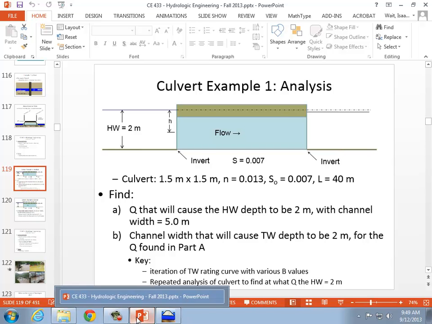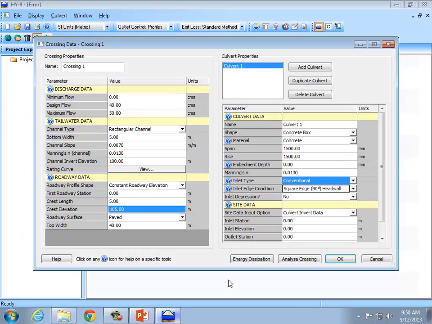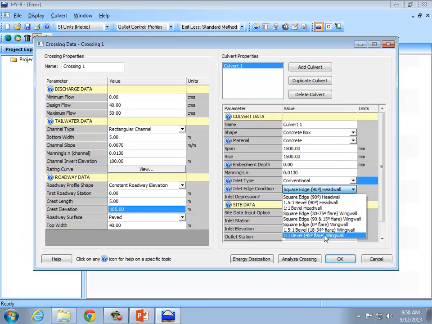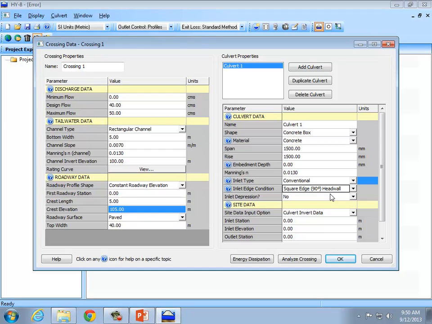Maybe in design you'd want to go the other way. You'd want to try and find the design that allows the greatest capacity for a certain headwater depth. But we're sort of looking at the other side of the coin in this analysis. And so we'll assume, rather than beveled edges with wing walls, we'll just say square edge 90-degree head wall, because that's the configuration that's going to induce the most turbulence and have the lowest flow rate per headwater depth. No inlet depression is fine. Remember, the inlet depression is the feature that is a little bit of an excavated section before the mouth of the culvert to allow for trash and sediment collection.